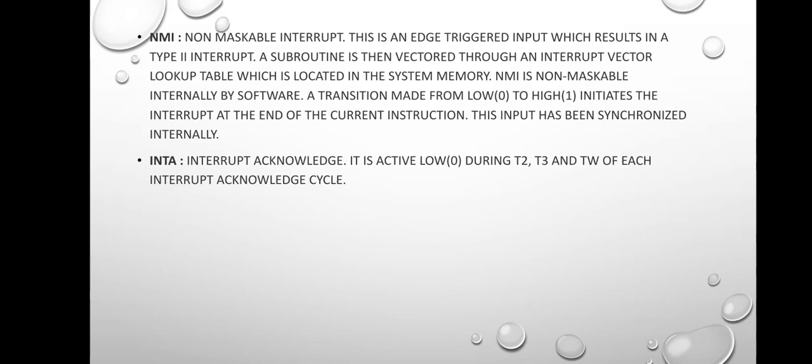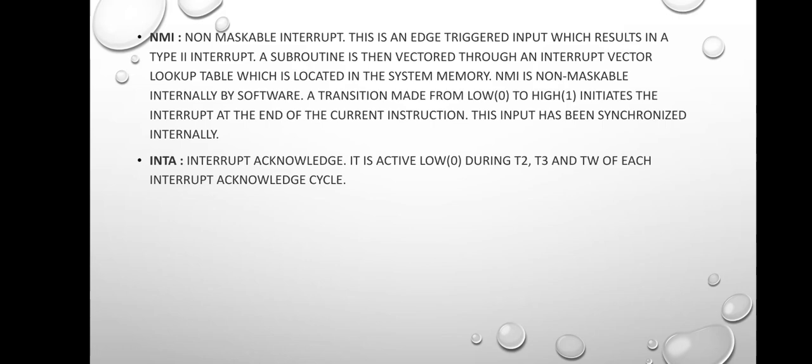And NMI, the non-maskable interrupt. This is an edge-triggered input which results in a type 2 interrupt. We have many types of interrupts, and NMI especially is related to the type 2 interrupt. A subroutine is then vectored through an interrupt vector lookup table which is located in the system memory. NMI is non-maskable internally by software. A transition from low to high initiates the interrupt at the end of the current instruction. This input is synchronized internally.